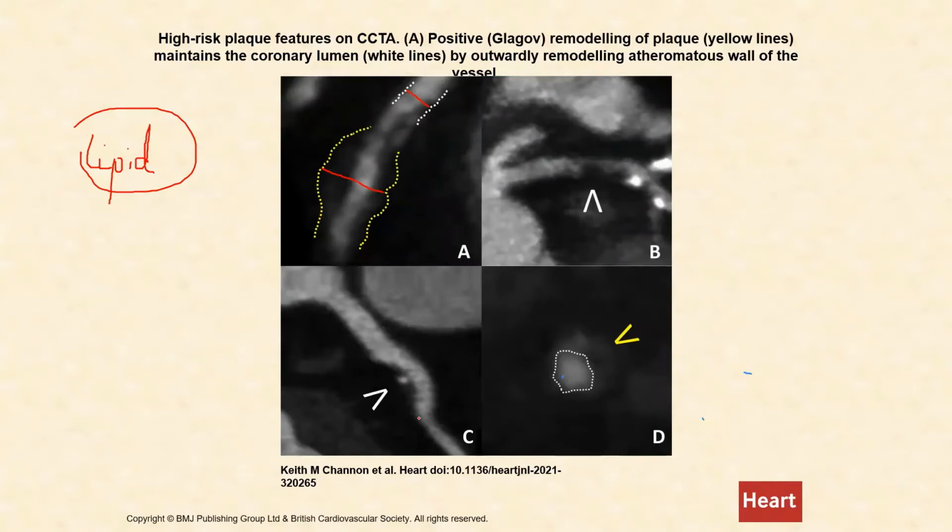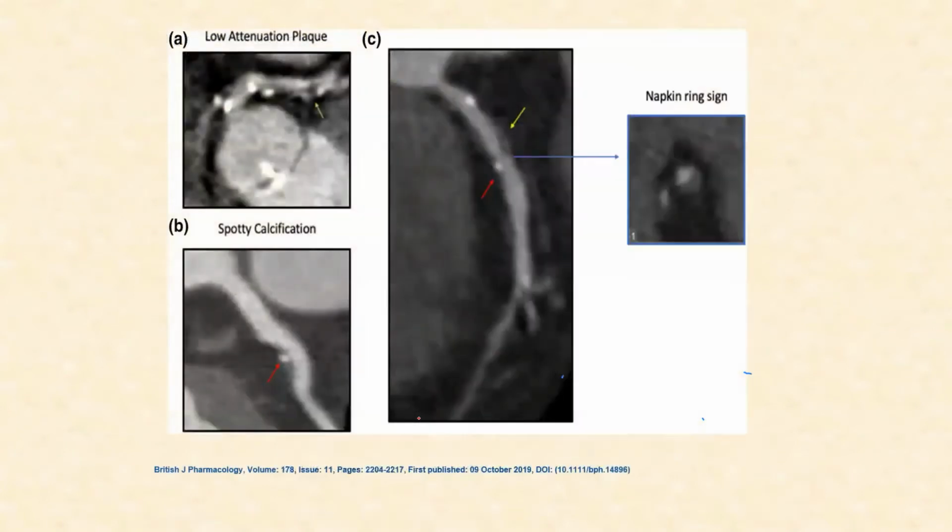We also have, if I take you here, this is again low attenuation plaque, less than 30 Hounsfield units. Spotty calcification is also a sign of vulnerable plaque. And napkin ring: this is the lumen, and around the lumen you see atheroma. If you focus enough, you will see that this atheroma has two densities, one darker, one less dark. This is fibrous tissue and fat. Napkin ring sign is a sign of vulnerable plaque.